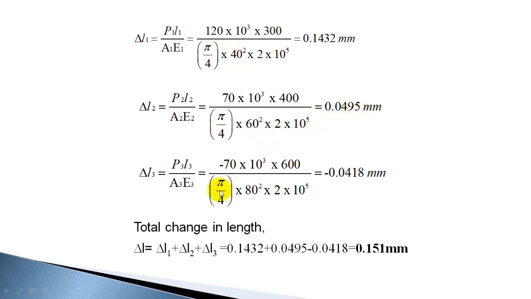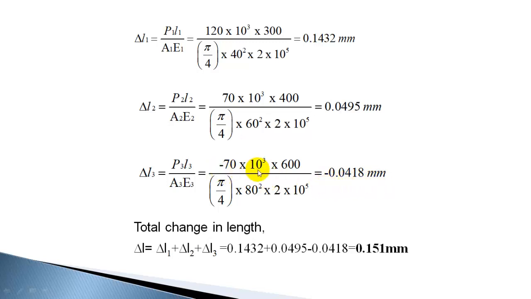0.0495 mm. And for the change in length of third section, you substitute that negative value here for the force. Internal force is minus 70 into 10 raised to 3. That means its force is compressive, and finally there will be a reduction in length. So length is 600 mm, area is substituted, Young's modulus is substituted, you are getting minus 0.0418 mm. This minus sign indicates a reduction in length.